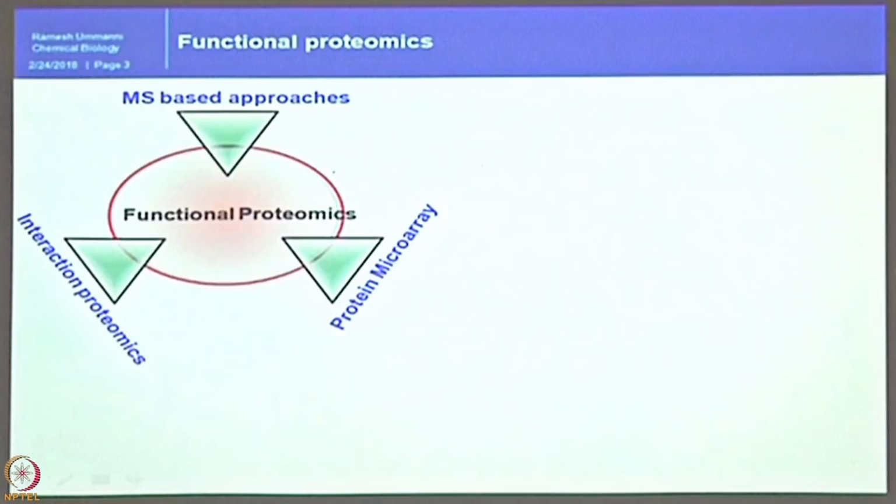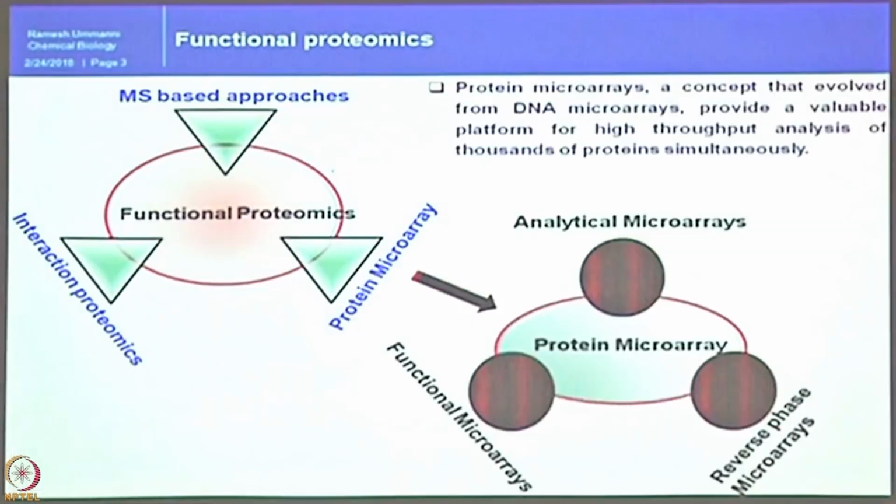So here already you can see that we are moving towards the theme of our coursework. As Sanjeeva highlighted in the morning, this is how the concept has evolved, how protein microarrays evolved in the research field. The concept evolved from DNA microarrays, which provide a valuable platform for high throughput analysis of thousands of proteins simultaneously. Okay, we all know the traditional biochemistry labs.